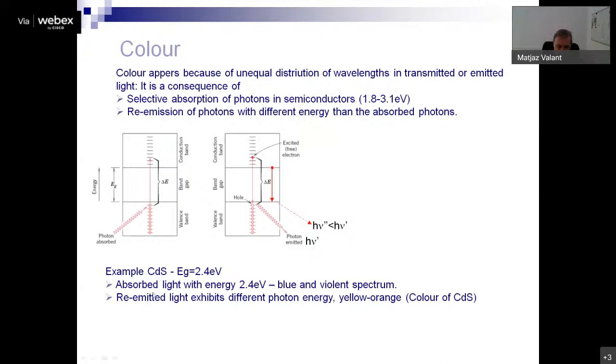Sorry, I have to repeat this. It would absorb in the blue and violet spectrum, but it would re-emit the light in the yellow and orange spectrum, with yellow and orange wavelengths. And this is because some of the energy of the absorbed light is lost with this thermalization process.